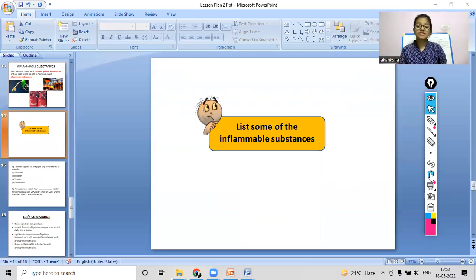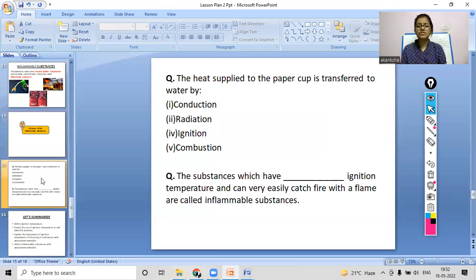Okay. Yes. So some of the inflammable substances are, yes, you are writing petrol, diesel, kerosene. Okay, very good. Alcohol is there. LPG is there. Yes, very good. So now I think you all are clear with the concept of inflammable substances. Now we will move ahead and see some more questions, right?